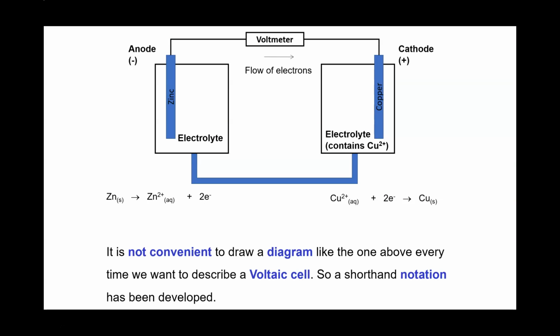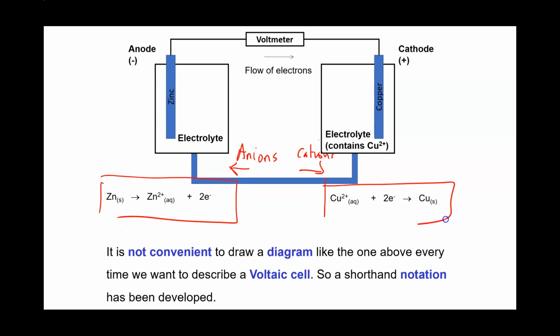If I wanted to draw a diagram indicating exactly what was happening here, it'd be quite a lot, wouldn't it? There would be a lot going on here, and I haven't even identified how the anions and cations are moving. There we go. To describe completely what's going on, I'd have to draw a diagram that looked something like this, and I'd have to put these two equations in here, and it's just a lot. Because it's awkward to describe voltaic cells every time by making these complex diagrams, we have a shorthand notation called cell notation.